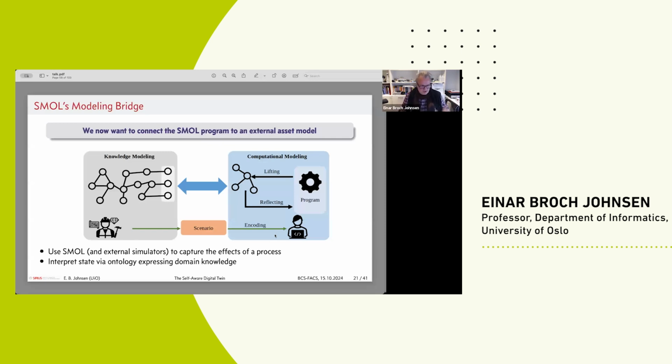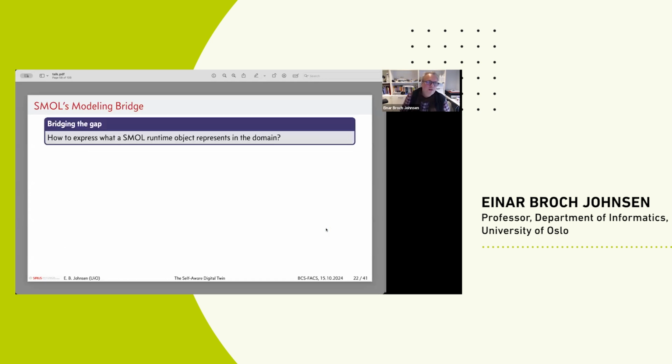So this is the basic setup now, that we use small with its external simulators. So this configuration of orchestrated simulators to capture the effects of some process. But we want to interpret the states of this program via the ontology, to really interpret it in terms of domain knowledge. So how does this work? How can we express what the small runtime object represents in the domain? So how can we help this lifting into the semantic layer?